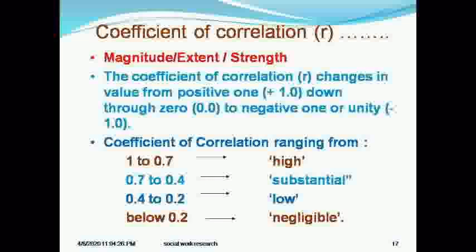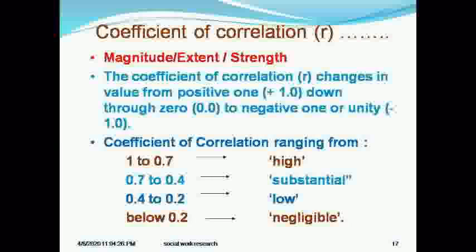So the coefficient of correlation ranges from 1 to 0. We have 4 levels of correlation. If the value is between 1 and 0.7, we can say there is high correlation. If the value is between 0.7 and 0.4, there is substantial correlation. If the value is between 0.4 and 0.2, there is low correlation. And if the value is below 0.2, it is negligible correlation.